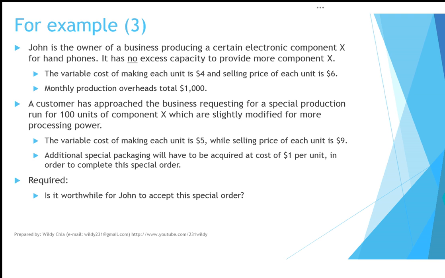Now this question is a bit different. What it says here is that same thing, the business has no excess capacity to produce more of component X. The contribution for the regular orders is still the same, 6 minus 4, you get $2 contribution. Same here. The contribution from the special order, like the earlier question, still remains at $4. Now the production overheads remain irrelevant for purpose of decision making.